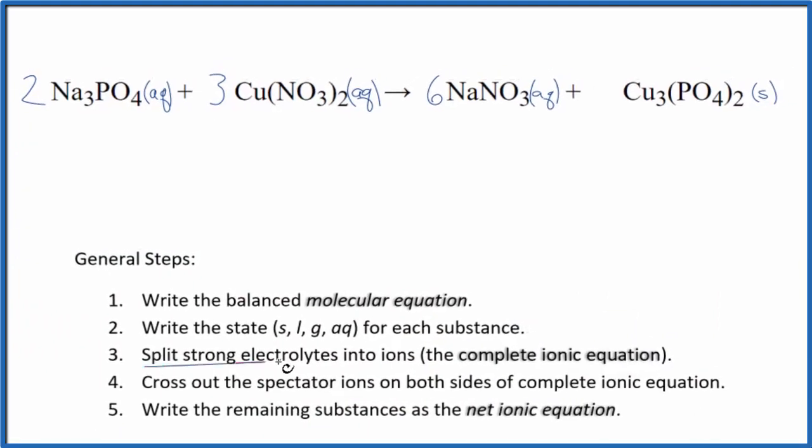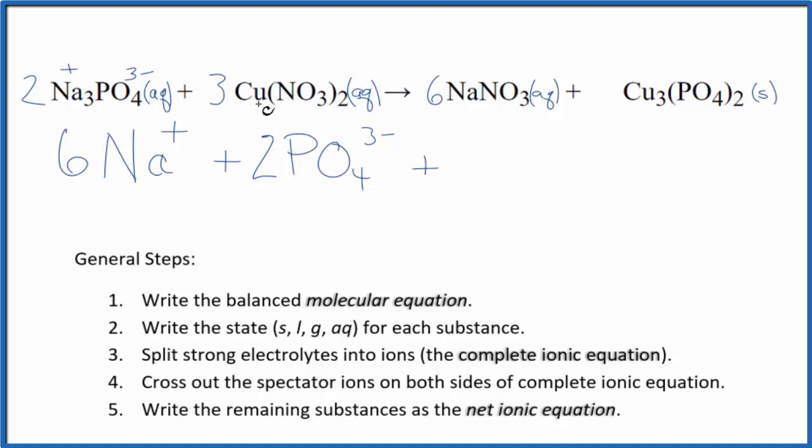Now we can split strong electrolytes into their ions for the complete ionic equation. Sodium on the periodic table has a 1 plus ionic charge, and the phosphate ion, that polyatomic ion, is always 3 minus. So we have 2 times 3, 6 sodium ions, plus 2 phosphate ions.